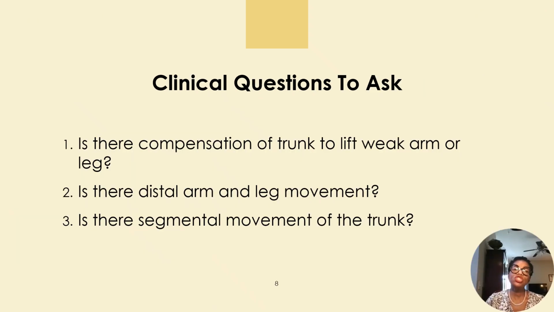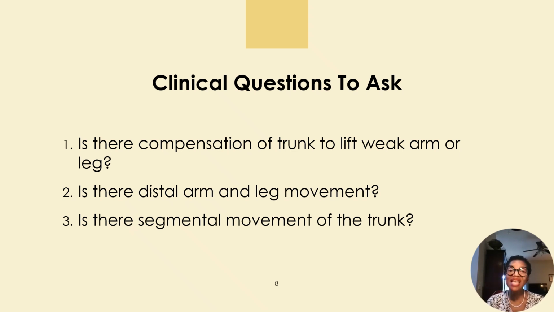These are some clinical questions to ask. Is there compensation at the trunk to lift a weak arm or leg? And if there's compensation, then your anterior cortical spinal tract may not be the problem. It's the lateral cortical spinal tract that's the problem. Is there distal arm and leg movement? Hand, elbow, knee, foot, ankle. If there's distal movement and then you can't control the trunk, it's an anterior cortical spinal tract problem.